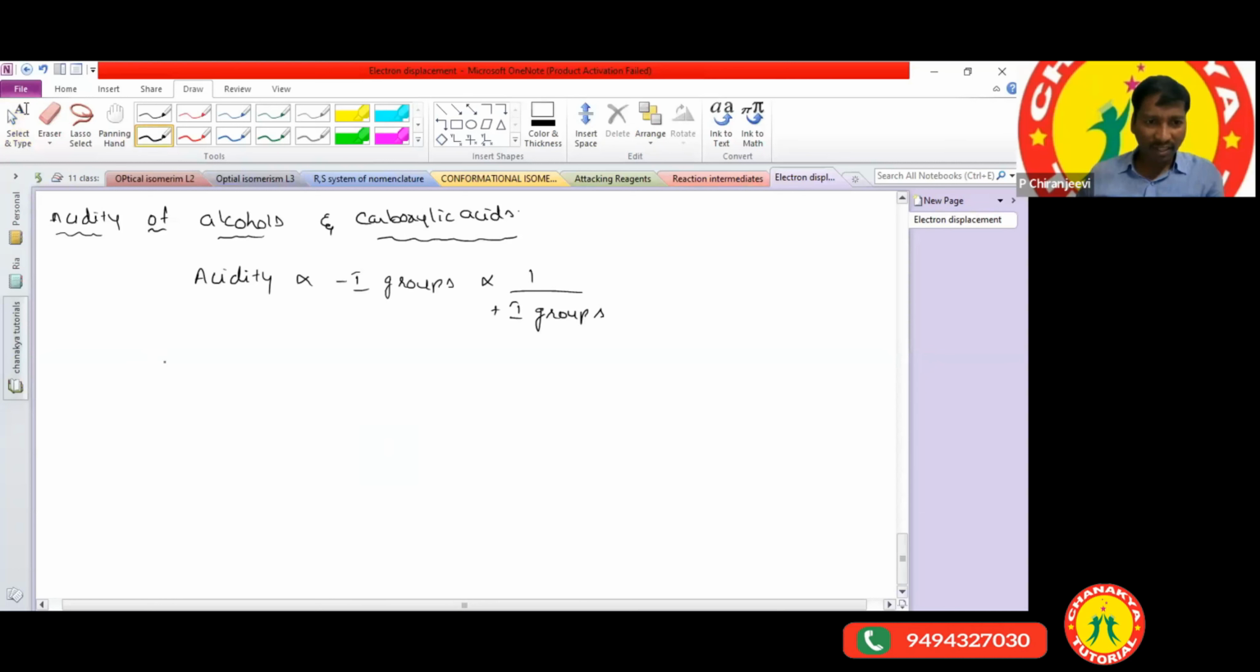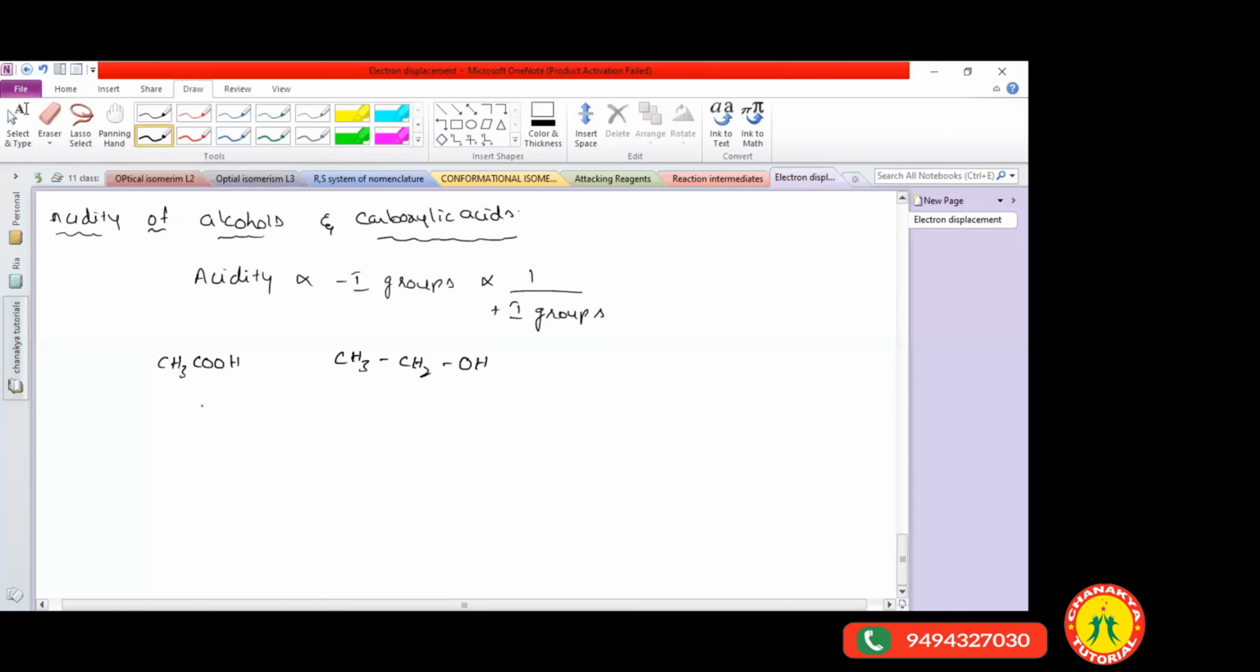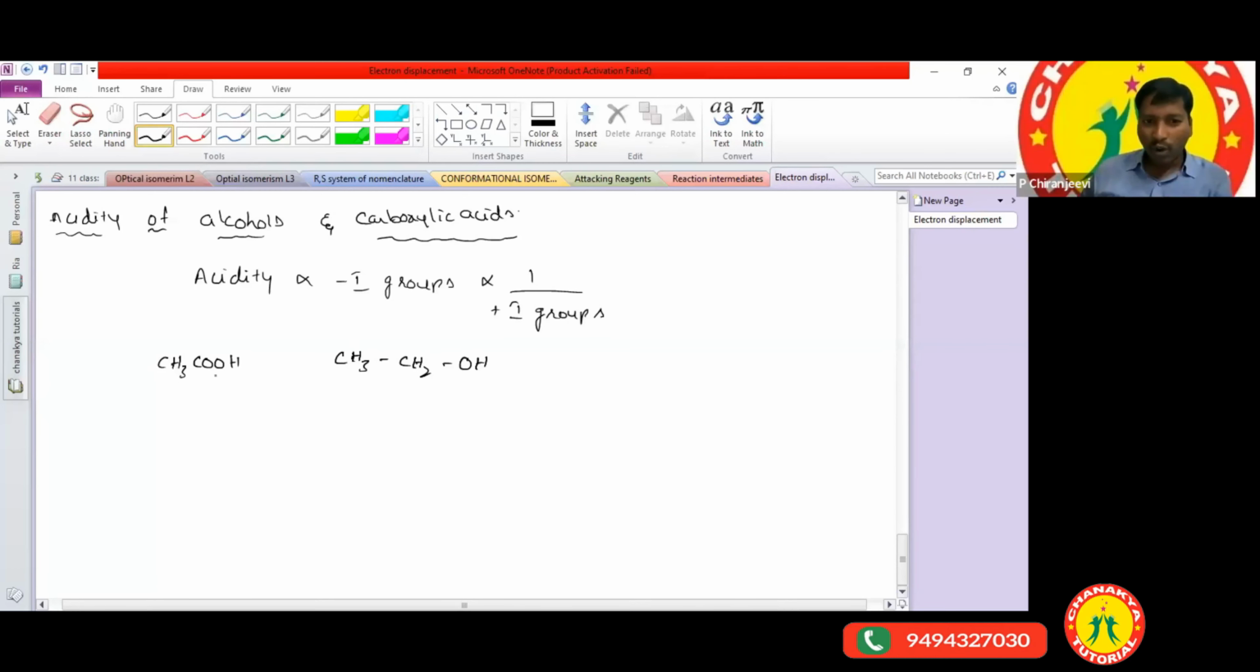First I'll write CH3COOH, acetic acid. Better I'll take another example, and here also CH3-CH2-OH. In this one, which one is the alcohol and which one is the carboxylic acid? The first one is the carboxylic acid and the second one is the alcohol, ethanol.